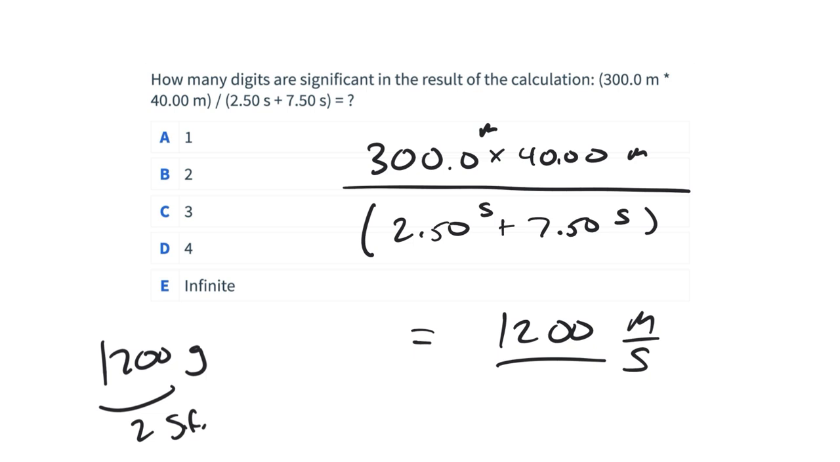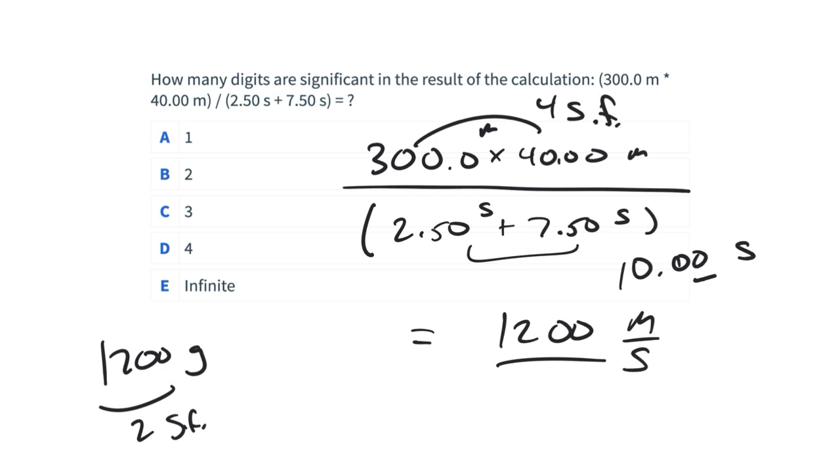Now, I can do the multiplication step on top perhaps first. How many sig figs would 300 times 400 have? This would have 4 because I have 4 sig figs times 4 sig figs. So this ends up being 4 sig figs here. And then my denominator, 2.50 plus 7.50, ends up being 10, but 10.00 because hundredths place plus hundredths place should be rounded to hundredths place. And so I get 4 sig figs in my denominator as well.